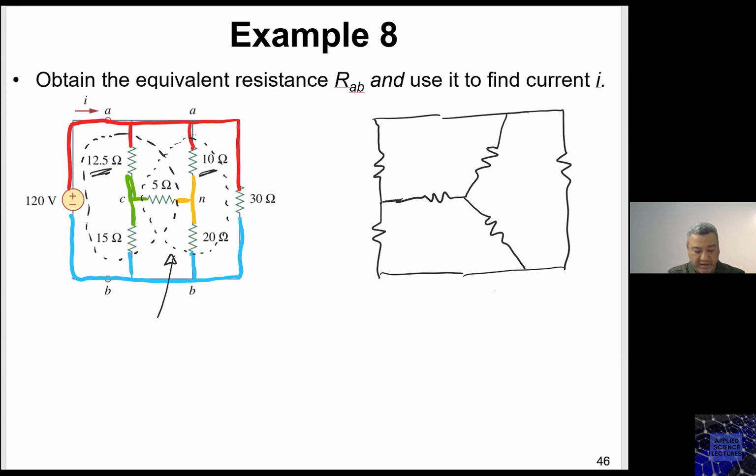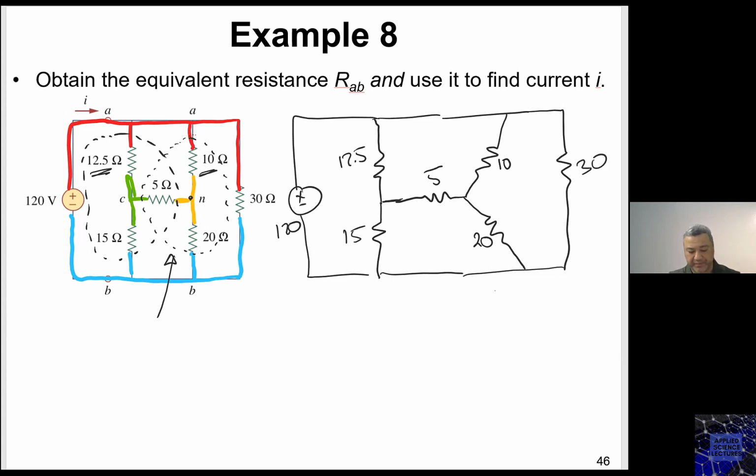See what I did? I tilted this point to make it look like more. So this is 10, this is 20, this is 5, this is 12.5, this is 15, and then I have the quarter source here, 120 volt. And this one is 30.